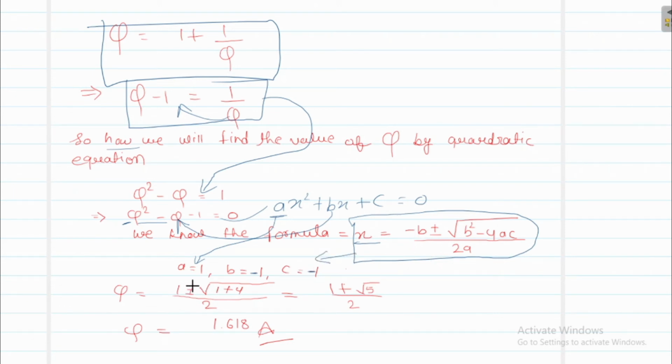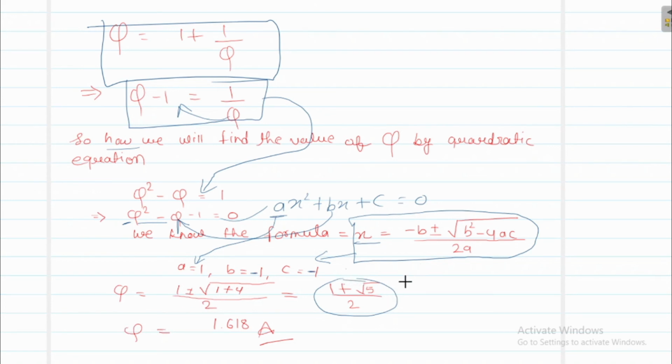So b equals minus 1, so minus minus 1 becomes 1, plus minus under root b square is 1, and minus 4ac, c is minus 1, so plus 4, upon 2a, which is 2. So 1 plus root 5 upon 2. We will take just the positive case. The negative case gives us a complex number, which is not useful. So we will find the positive value.